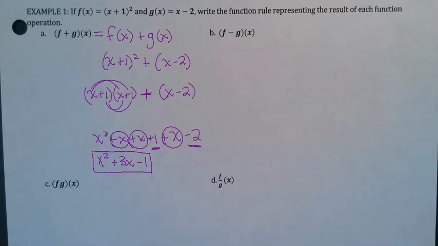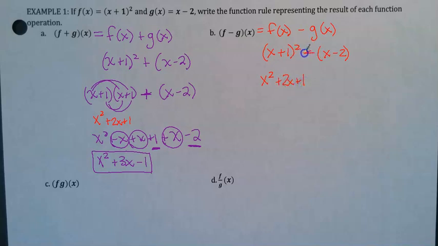Let me change up my colors a little bit. For the next one, I have the quantity f minus g of x. Well, that's equal to the f of x function minus our g of x function. Okay, so our f of x is still the quantity x plus 1 squared minus, this time, our quantity x minus 2. All right, well, I already did all this math to square that, so I know that x plus 1 squared is equal to x squared plus 2x plus 1. So instead of having to do all that work again, I'm just going to write that down there. So we've got x squared plus 2x plus 1.